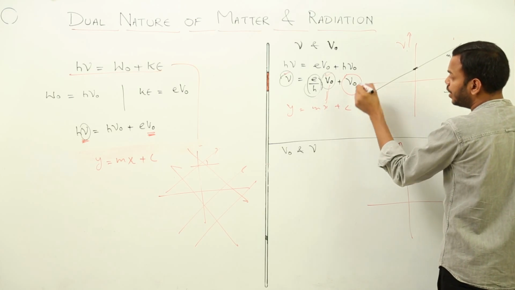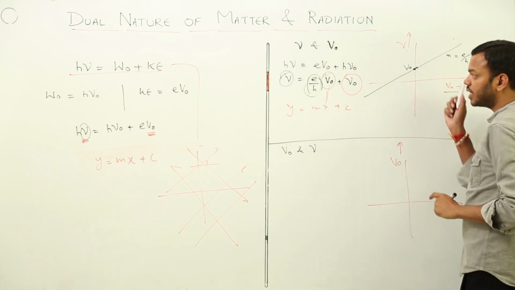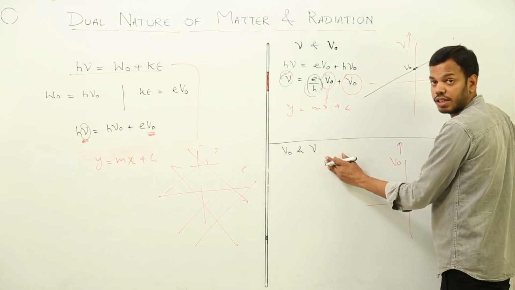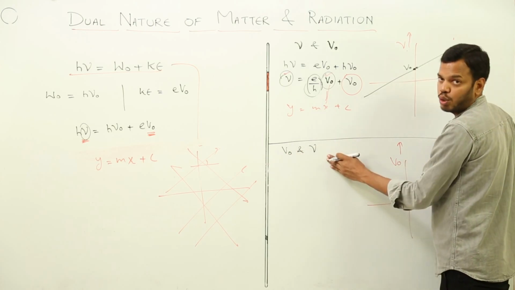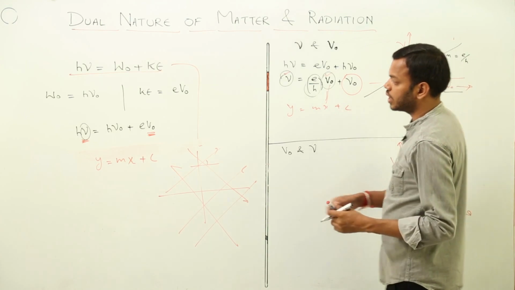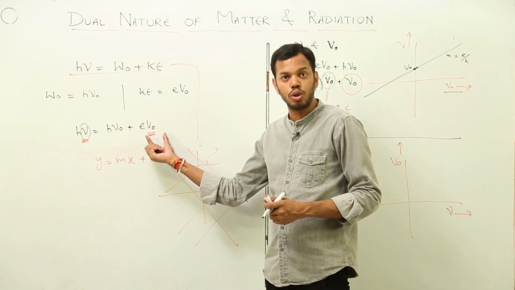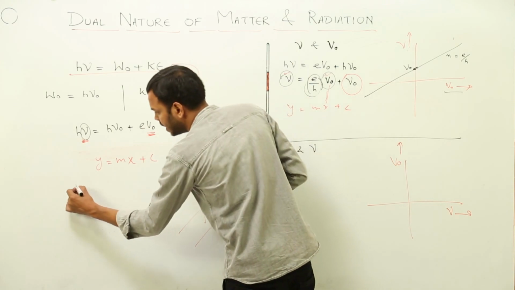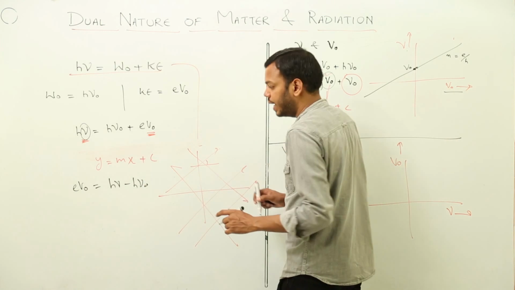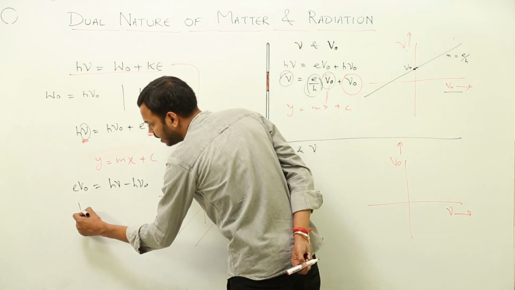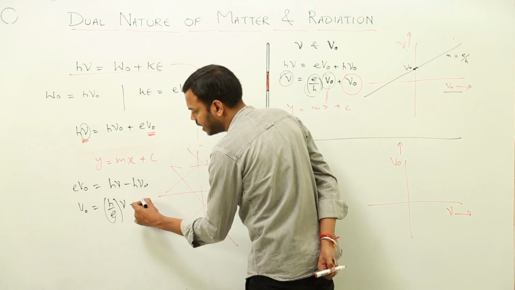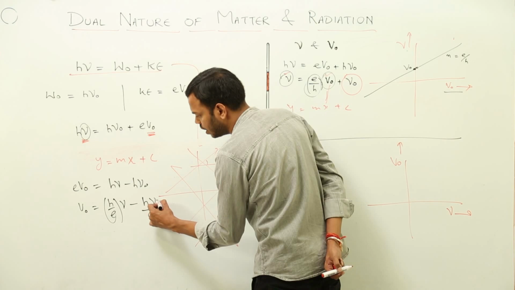Then the y-intercept, this is positive. Same thing if I do it for stopping potential versus frequency graph. So what were the changes? I want this term to be on one side. So I am changing it as eV0 is equal to h nu minus h nu naught first of all. Then I am dividing it by e. I will get V0 is equal to h upon e times nu minus h over e times nu naught.